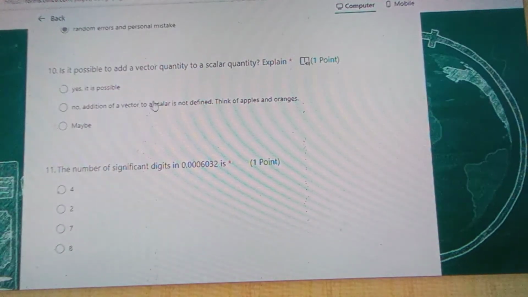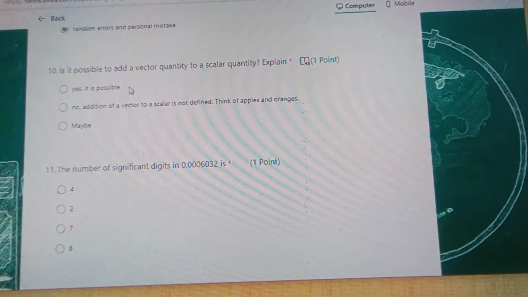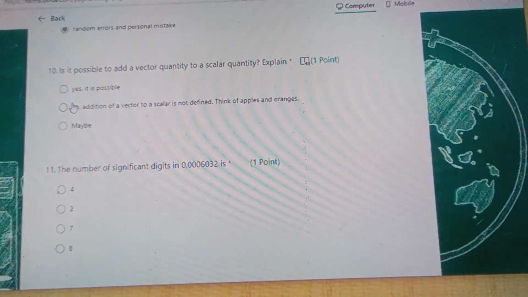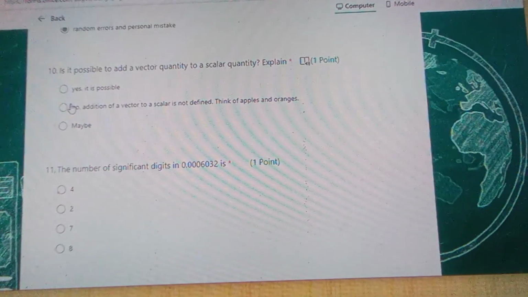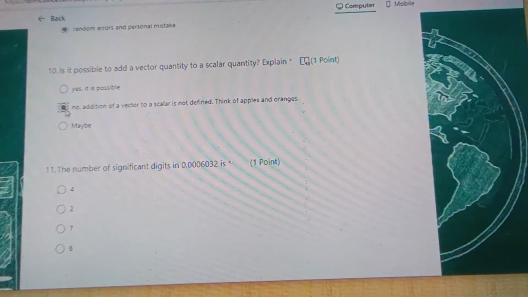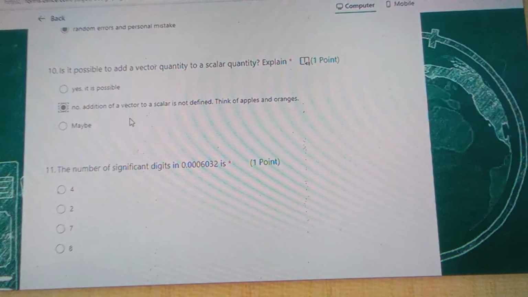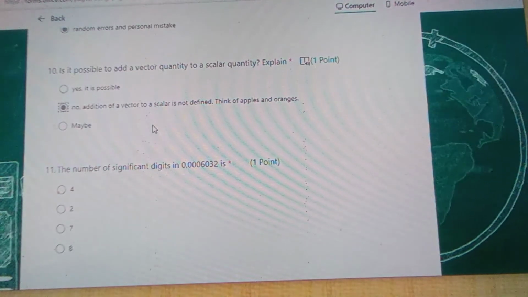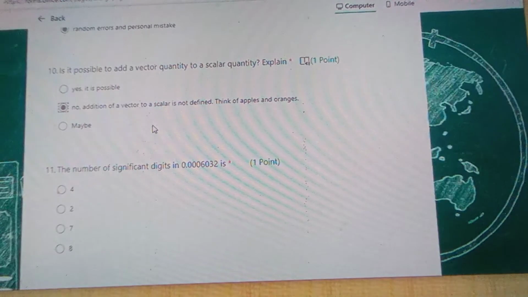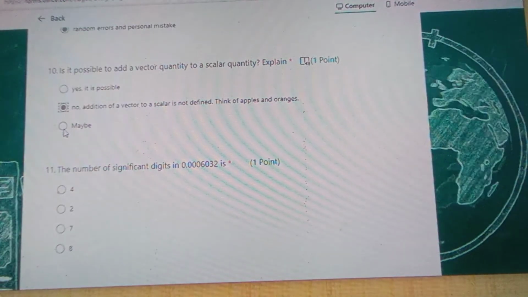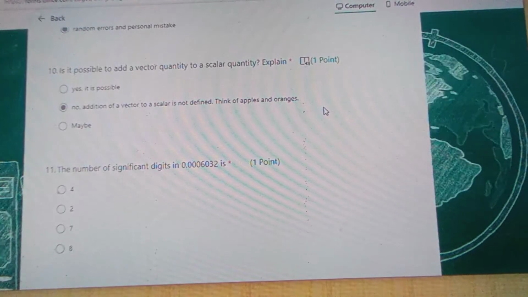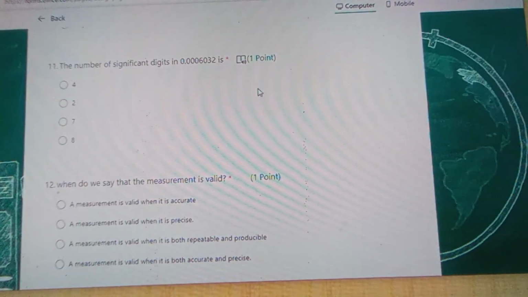Question number 10. Is it possible to add a vector quantity to a scalar quantity? Explain. Yes, it is possible. No, addition of vector to scalar is not defined. Think of apples and orange. Or you can choose maybe. Okay, if you doubt, you can choose maybe. It is about your knowledge.